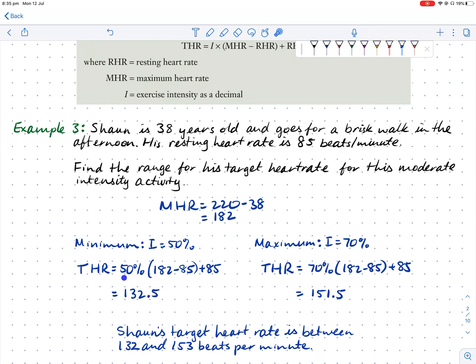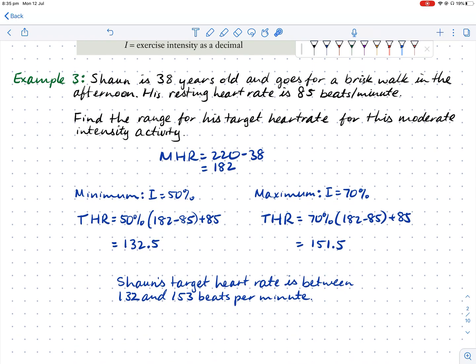So the target heart rate is 50% times maximum heart rate minus resting heart rate plus the resting heart rate. And so when we calculate that, we get 132.5. If we work out the maximum, using the intensity of 70%, 70% times 182 minus 85 plus that resting heart rate back on, that comes out to be 151.5. So just doing a normal rounding there, his target heart rate would be somewhere between 132 and 153 beats per minute.